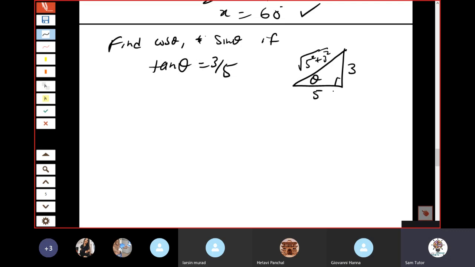A squared plus b squared. 25 plus 9 is 34. So that becomes root 34. Now it's asking you to find sine and cos. You can just say sine theta is 3 over root 34, like that, right? You could do that. But the idea is cos theta is adjacent over hypotenuse.